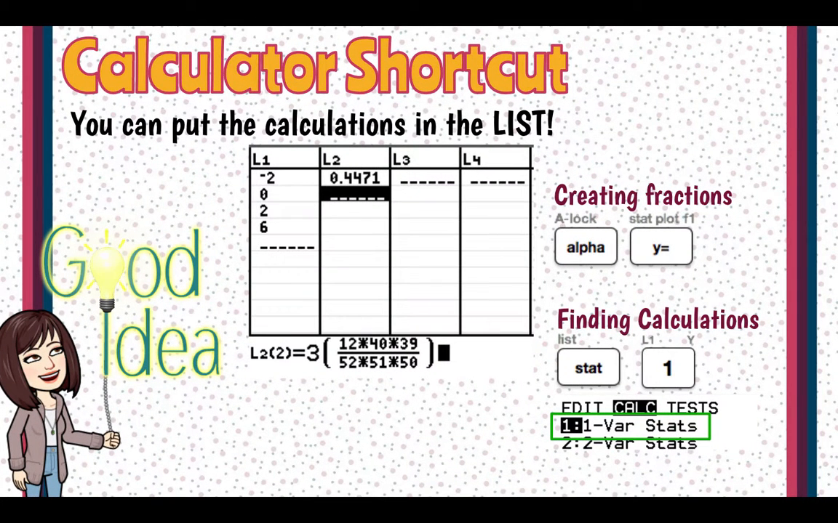So in list 2, I can actually put that really ugly fraction and it will understand. If you aren't familiar on how to make fractions in a TI-84 calculator, this is on the newer operating system. You can hit alpha, y equals, and you can hit number 1. That'll give you the fraction option. And again, finding the calculations is always stat, option 1 to make sure that you edit, and then you choose 1 variable statistics.